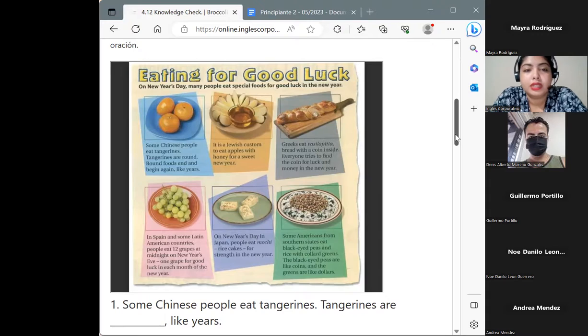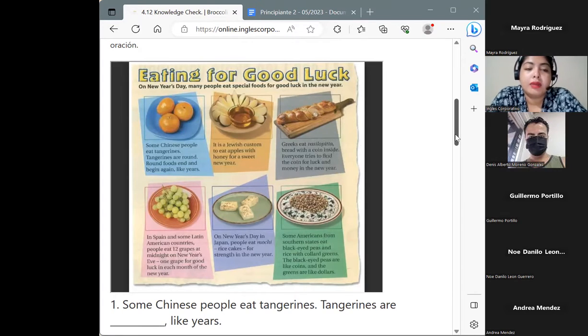En Greeks, o sea, en Grecia, comen algo llamado basilopita, que es un pan con una moneda dentro, ¿verdad? Del pan. Everyone tries to find a coin for luck and money in the New Year. En este caso, ¿verdad? Es como la rosca de Reyes, donde aparece una figura, pero en este caso es una moneda. Y las personas, pues, tratan de encontrar la moneda dentro del pan para poder tener suerte y dinero en el año nuevo.